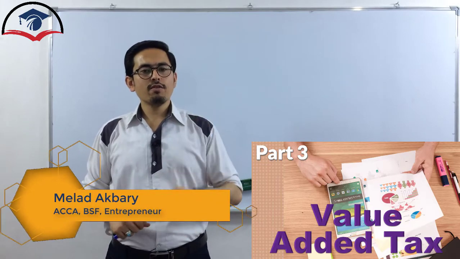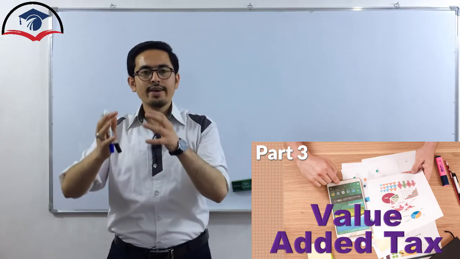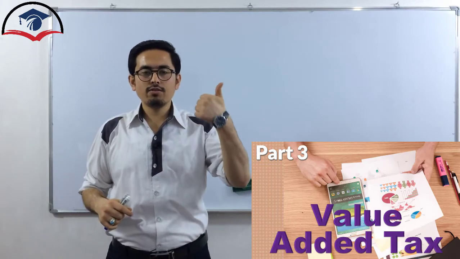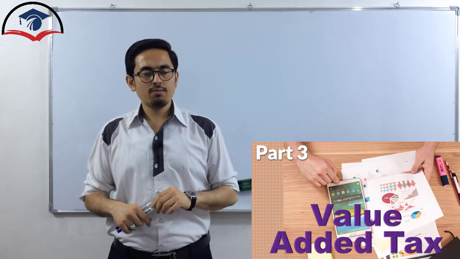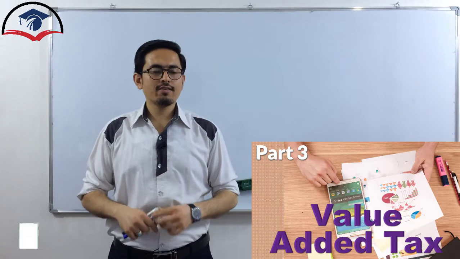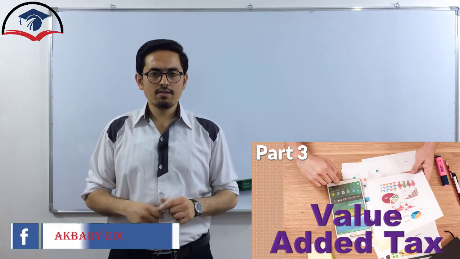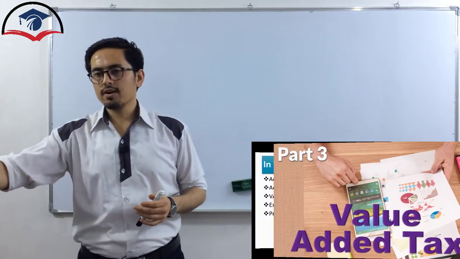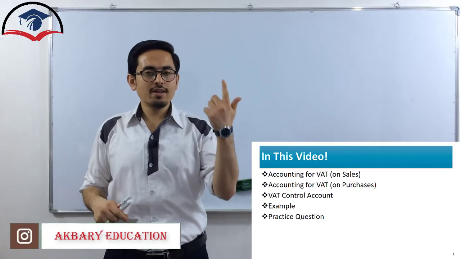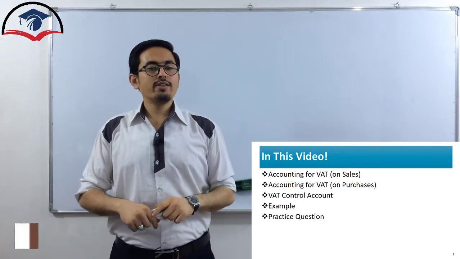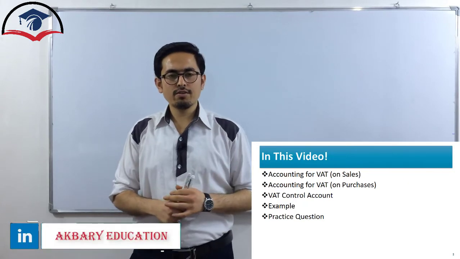We have a series of 4 parts for value-added tax which explain all the areas required for students and the businesses. It discusses input and output tax, what value-added tax is, how it works, and different areas of accounting. In this part 3, what are we going to cover? We're going to cover the accounting on sales and on purchases, what the value-added tax control account is, an example and a practice question.